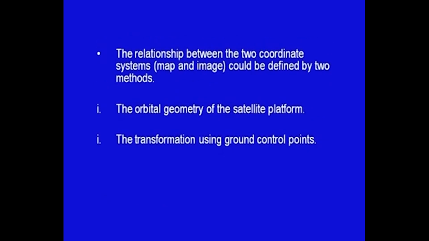The relationship between two coordinate systems, map and image, could be defined by two methods. First, the orbital geometry of the satellite platform, and the second is transformation using ground control points, or in short known as GCPs.